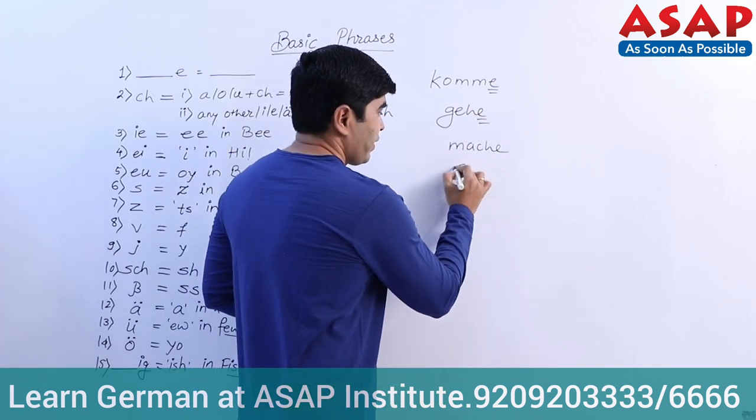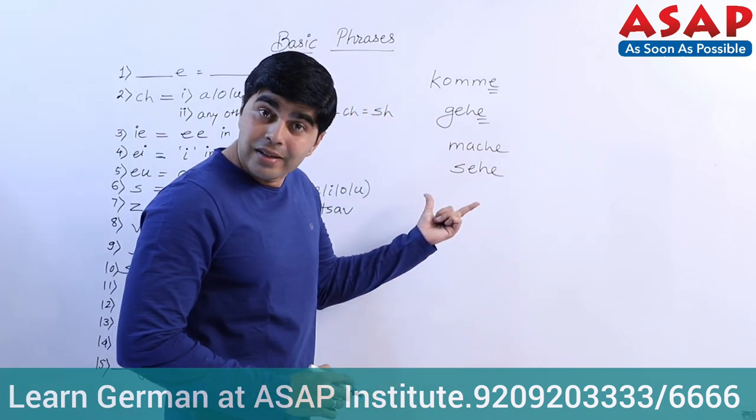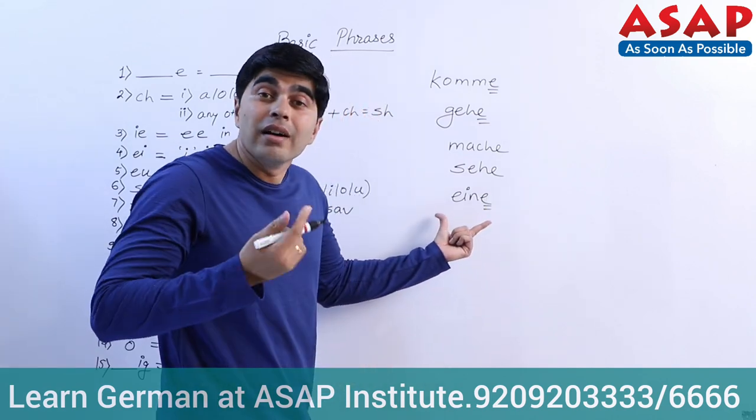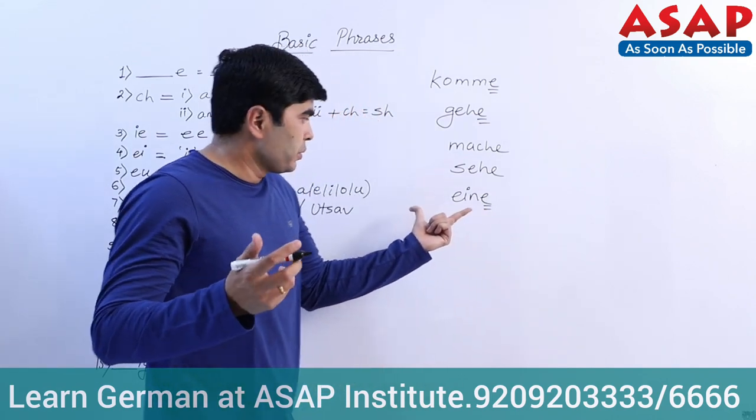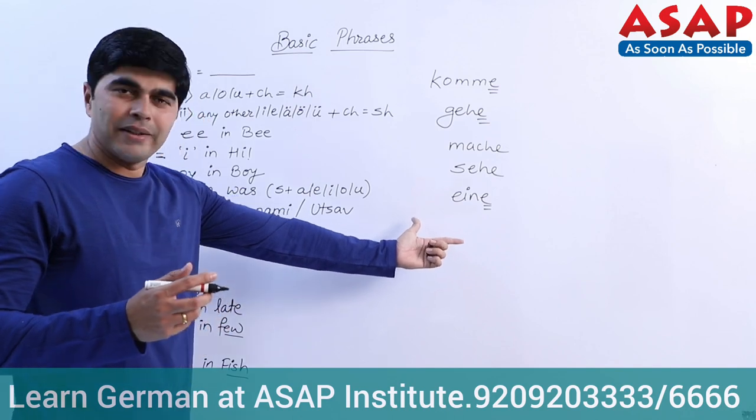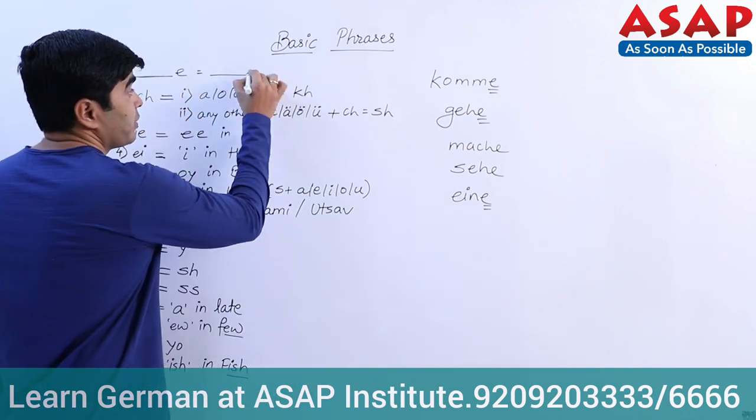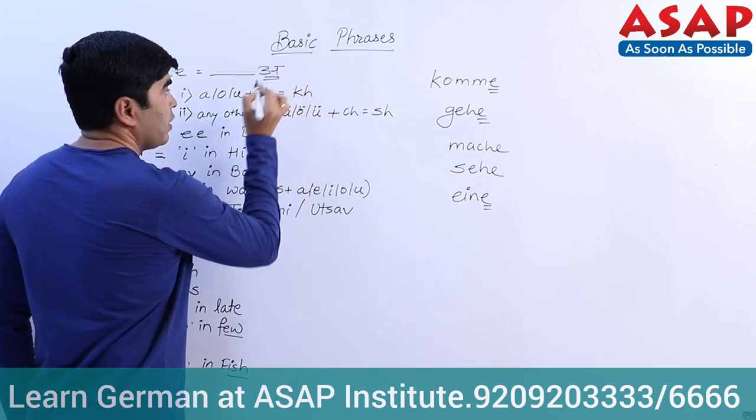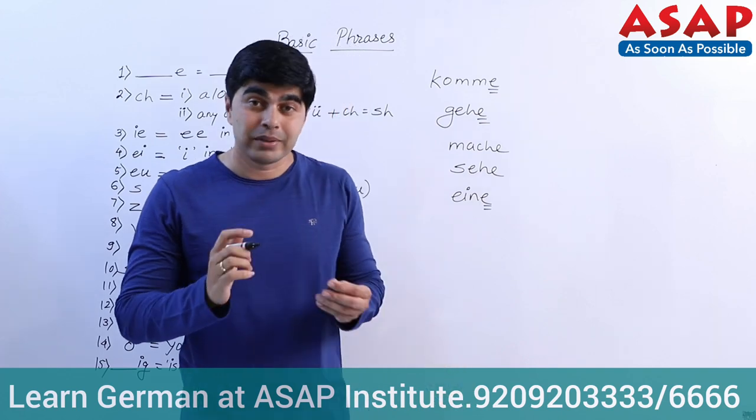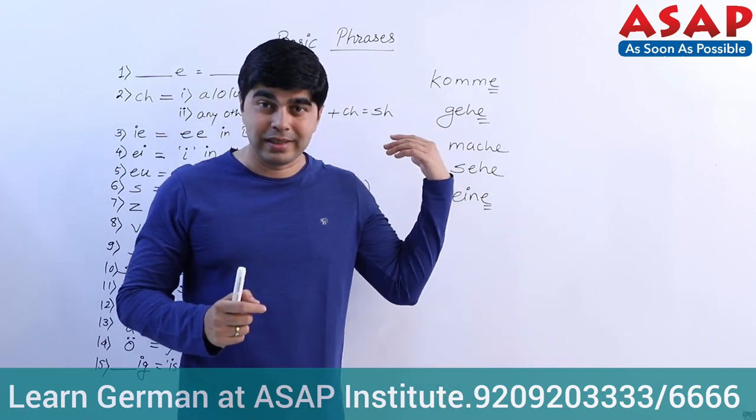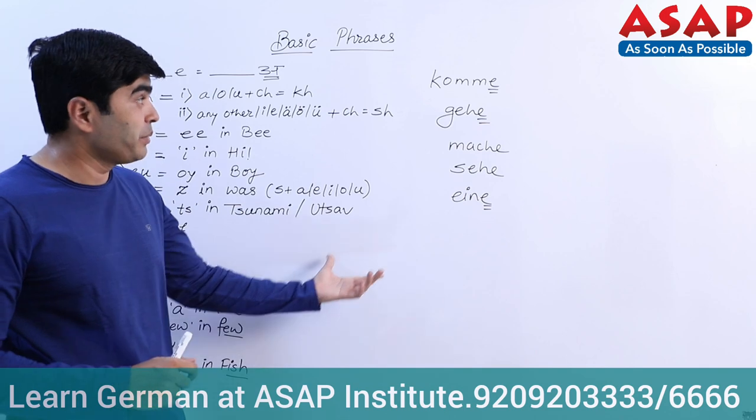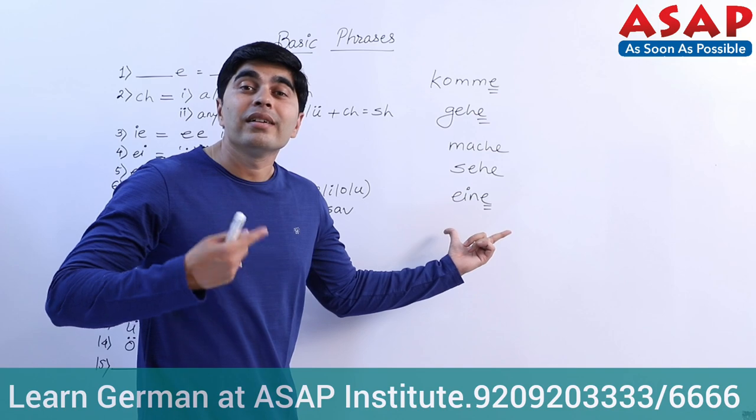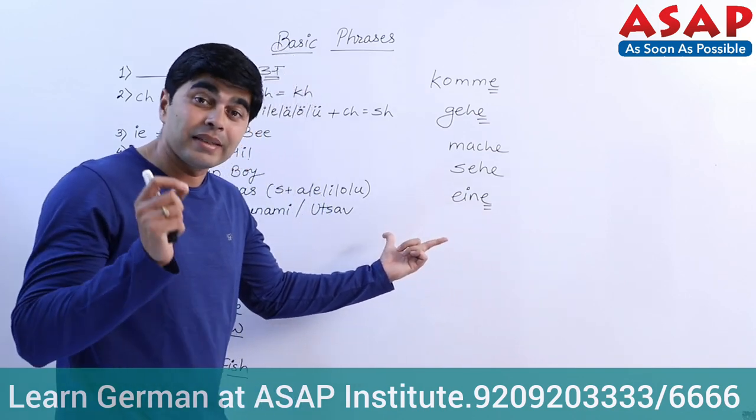Mache, sehe, eine. So the a sound will be there. I am sure after these five examples you must have understood that E at the end is pronounced as a. I will write it here in Hindi, only this one sound, and the rest we can explain in English very well. So koma, gehe, mache, sehe, eine: E at the end is pronounced as a.